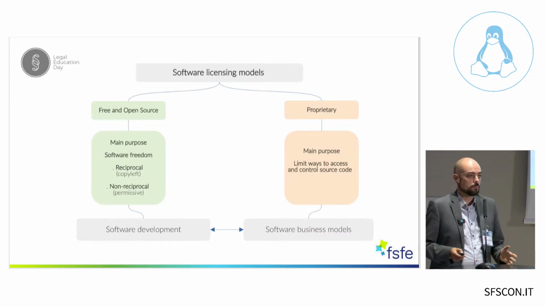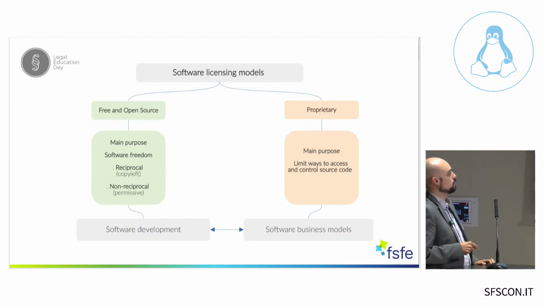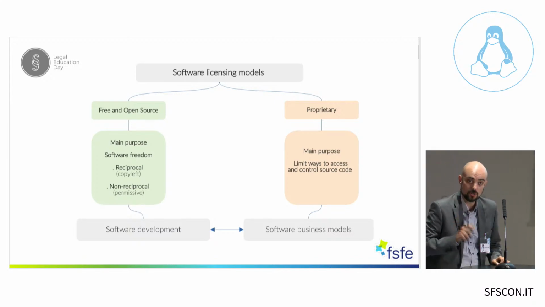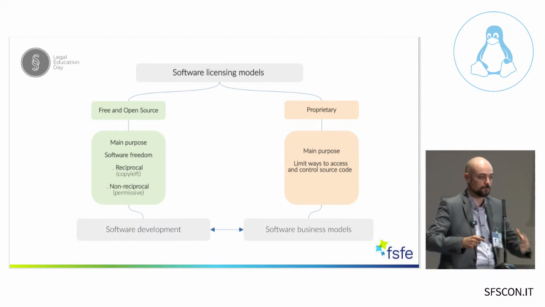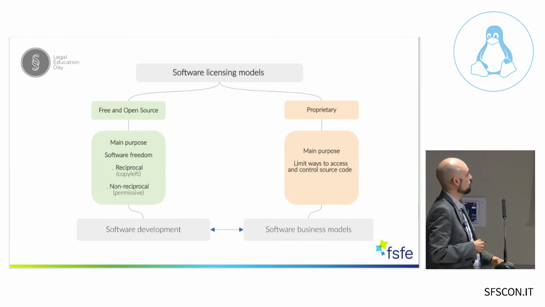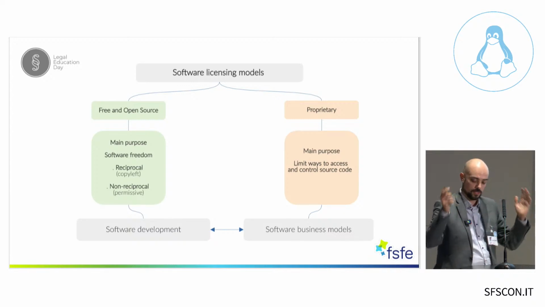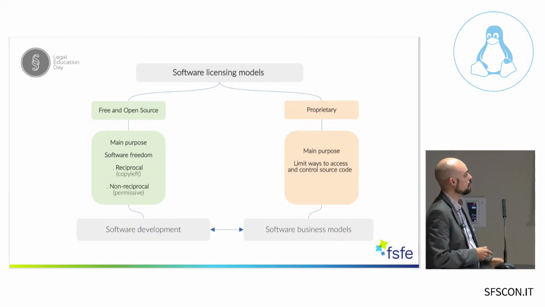Right, when we are talking about software license models, basically we have two. We have proprietary, whose main purpose is to limit ways to access and control source code. We are talking about source code, so where all the fun happens. And free and open source, whose main purpose is software freedom. And here we have the differentiation between reciprocal and non-reciprocal licenses. And these types of software licensing directly impact the software business model and software development.